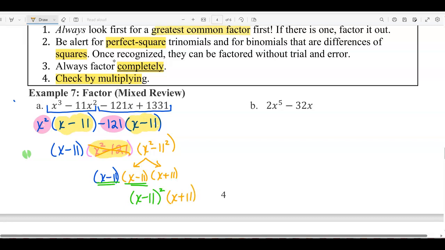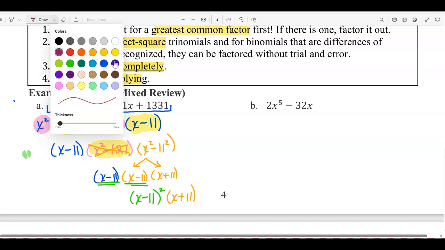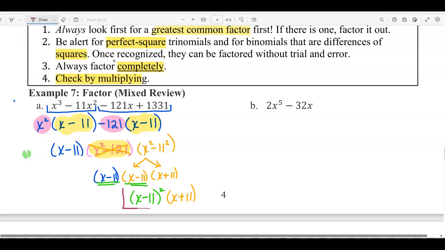So here's a problem where we use several techniques. We first factored by grouping. I then factored the difference of squares. I then recognized that I had 2 binomials that were the same that I wrote as an exponent. So 3 techniques here. Final answer has 3 factors. 1 is a repeat, so I'm going to square it.